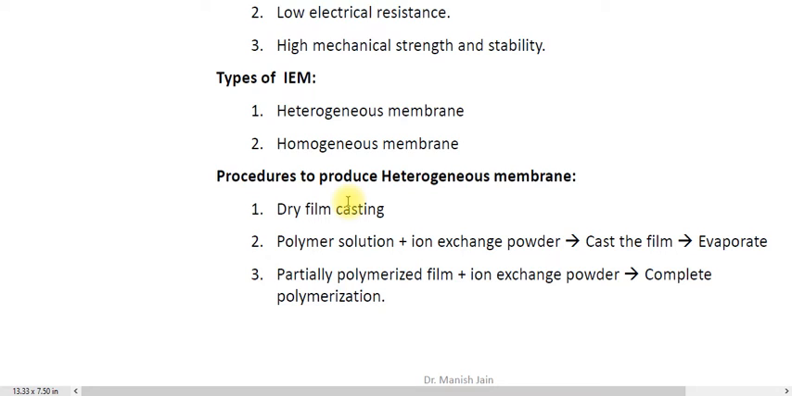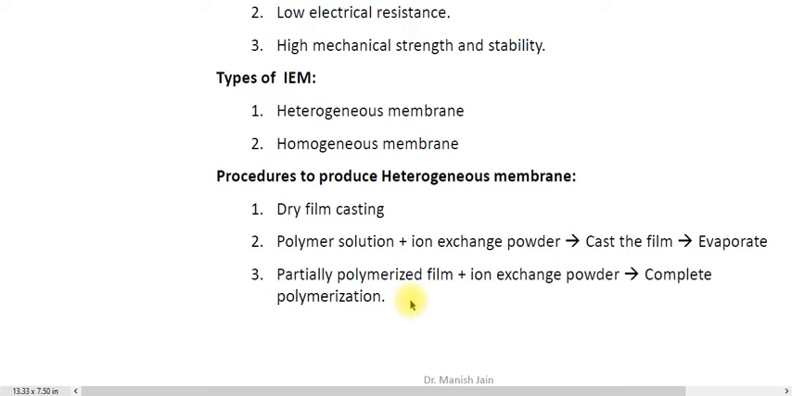Then the second process is where you have a polymer solution. This is also a type of phase inversion method. You have the polymer solution, you mix the ion exchange powder in it, and then cast a film and evaporate the polymer solution. This is a phase inversion method to create an ion exchange membrane.